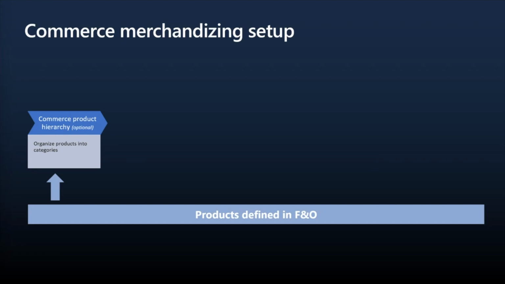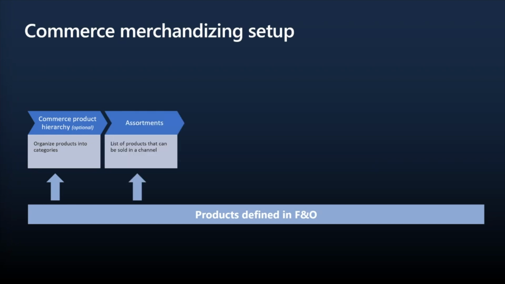Next step is assortments. So assortments enable you to define which product should be visible in which channel. For example, we can define which product should be searchable or visible in the AdventureWorks B2B channel that we have been talking about so far. And this list of products is a subset of the full list of products that you would have created in finance and operations. Because sometimes you don't want to show all the products to the customers. You only want to show certain products on the e-commerce site. So you could use assortments for that subset of the products that should be available.